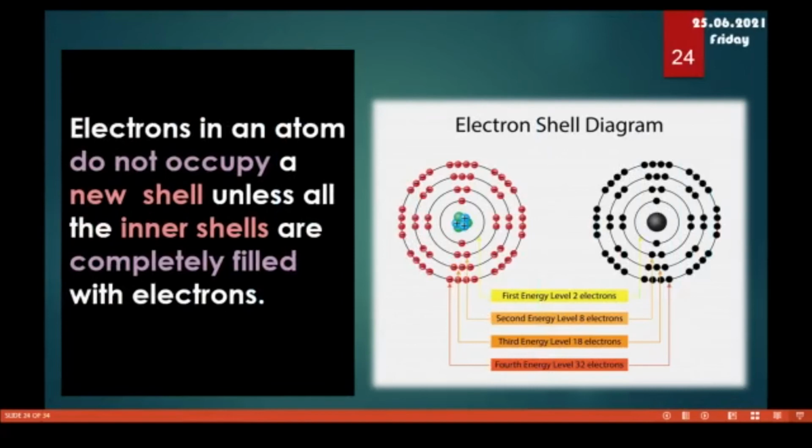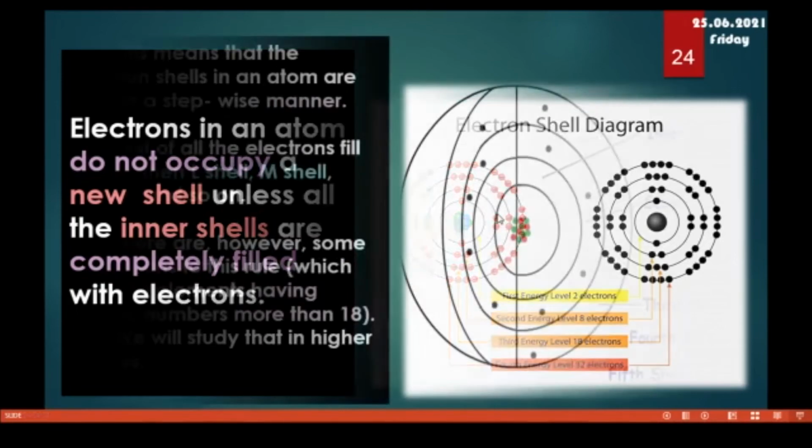Afterwards, this is very important. Electrons in an atom do not occupy a new shell unless all the inner shells are completely filled with electrons. You see, the K shell is filled first, after that the L shell, after that the M shell, after that the N shell. First you have to fill the inner shells. Keep it in mind, students.